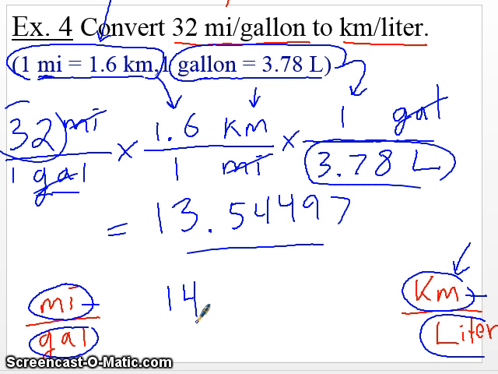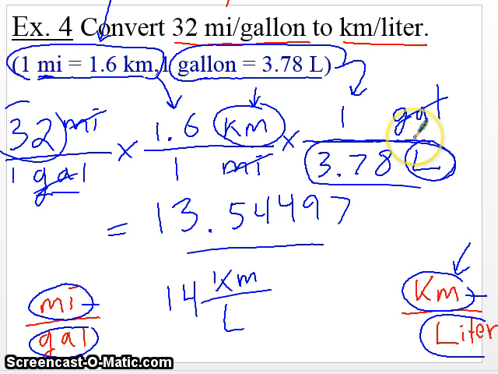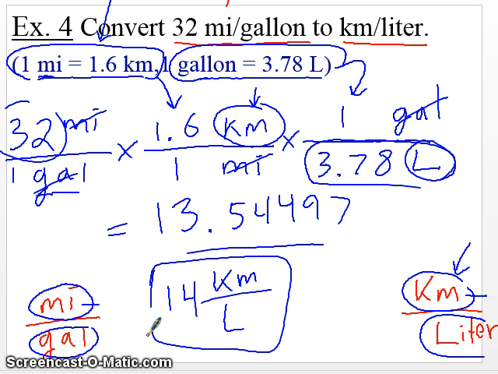Excellent. So 14, and the units that we want to end up with are kilometers per liter. Notice that kilometers never got canceled out, liters never got canceled out, and that's why we've got kilometers per liter for our final answer. So we had a perfectly American number, and now it's perfectly European. Okay, I think I can do it. Excellent. We'll get some more of this practice in class.